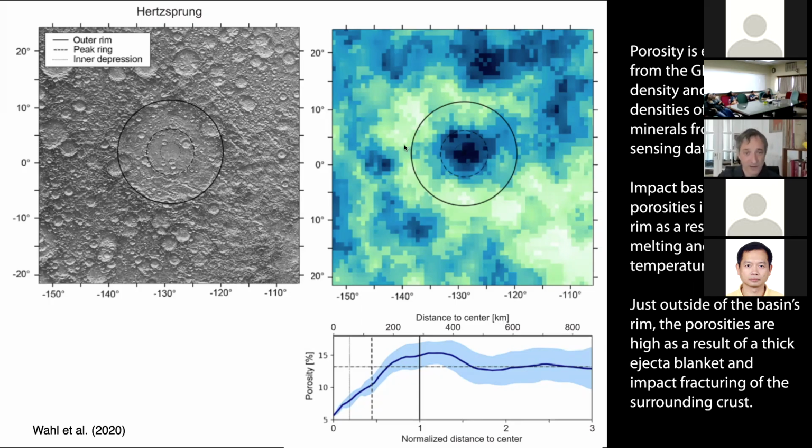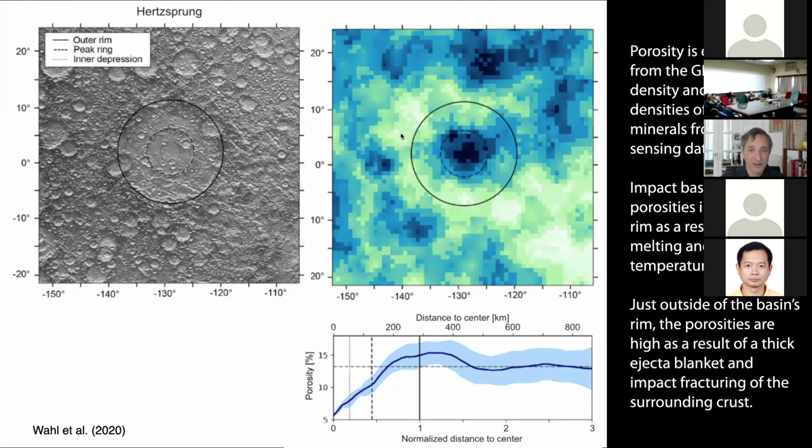Now, when you look near the rim of the crater and further out, the porosity is substantially higher than average. And our explanation for this is twofold. First, we think that when you excavate materials from the center of the crater, you deposit them as ejecta on the surface close to the rim. And these materials will be highly fractured and have lots of porosity.